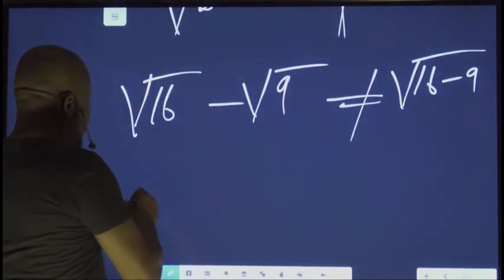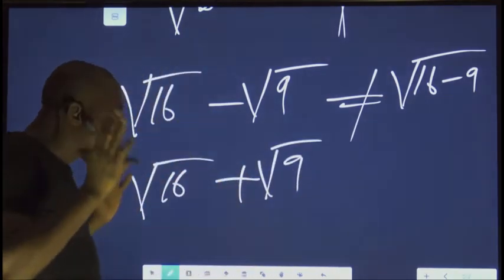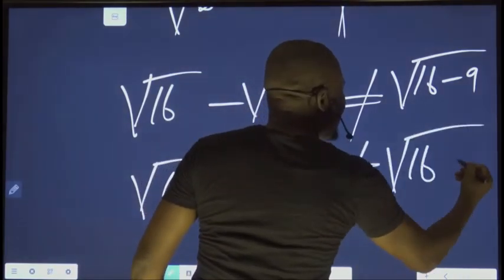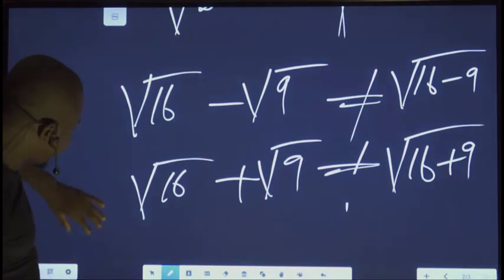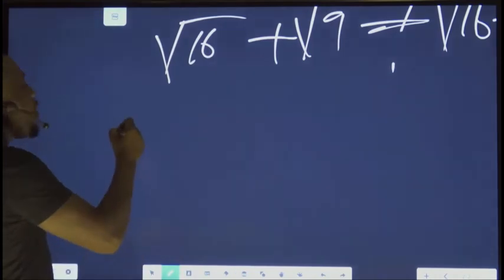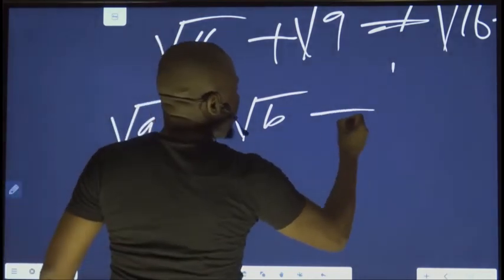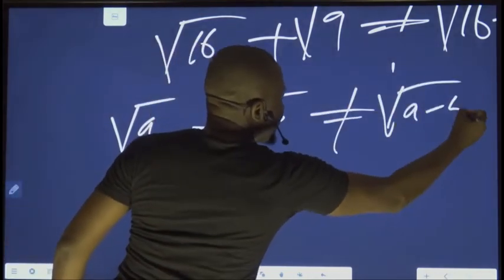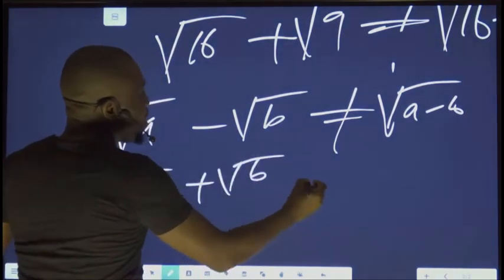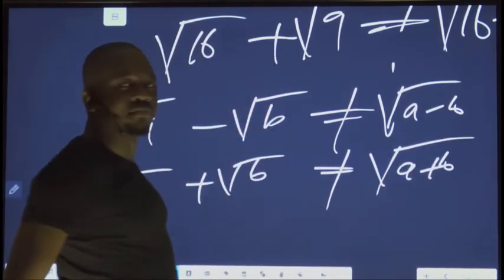The same thing goes for the square root of 16, for instance, plus the square root of 9. You cannot also join them together. They are not equal to the square root of 16 plus 9. They are not equal. So therefore, those two things that are not possible are: the square root of A minus the square root of B is not equal to the square root of A minus B. Also, the square root of A plus the square root of B is not equal to the square root of A plus B.